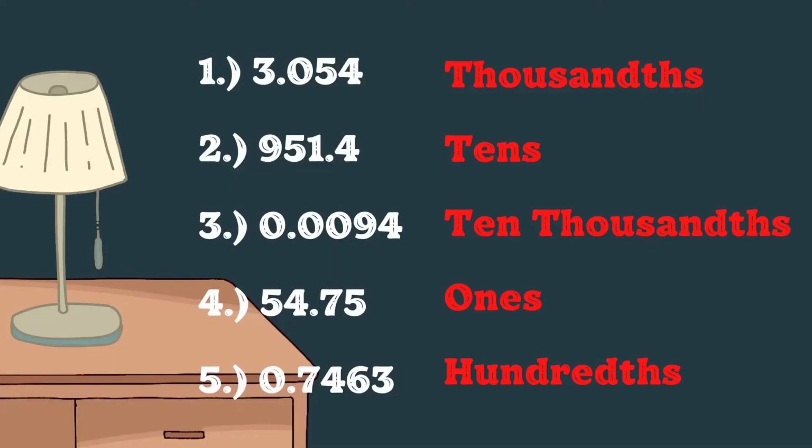5 minutes later. Now, it's time to reveal the answers. For number 1, the answer is thousandths. Number 2, we have tens. Number 3, we have ten-thousandths. Number 4, we have ones. And number 5, we have hundredths. How was the activity, class? Did you like it? Very good. I am very happy that you mastered the topic that quickly.